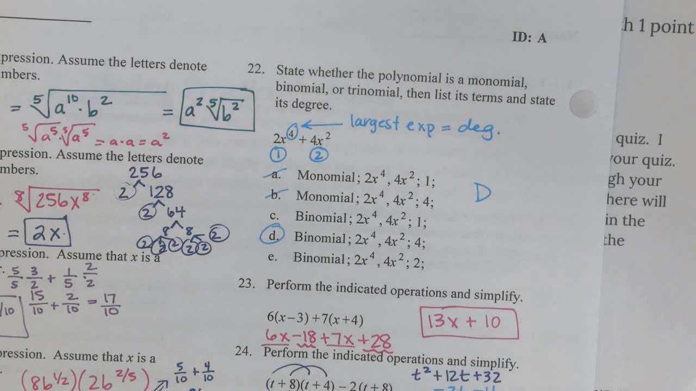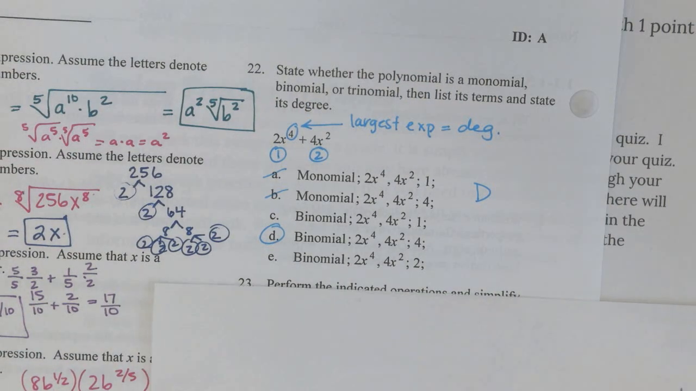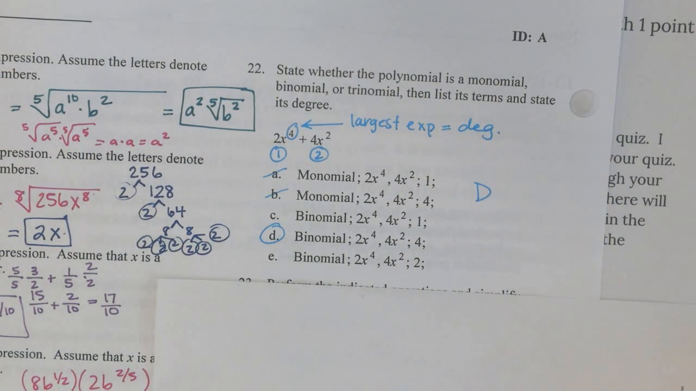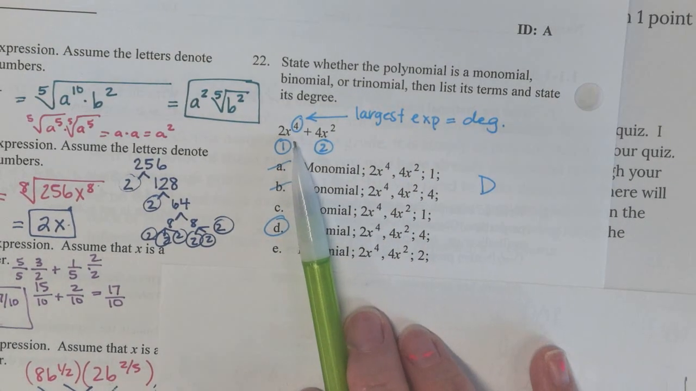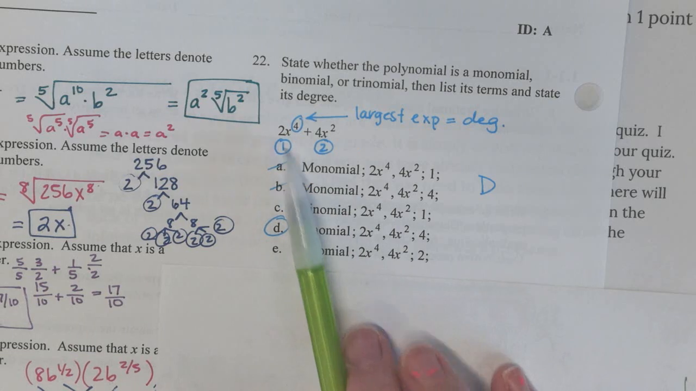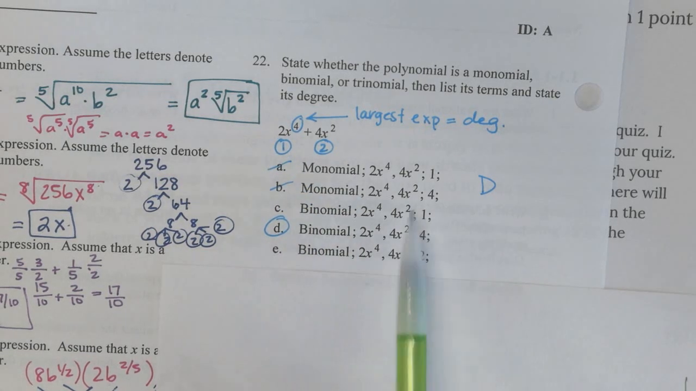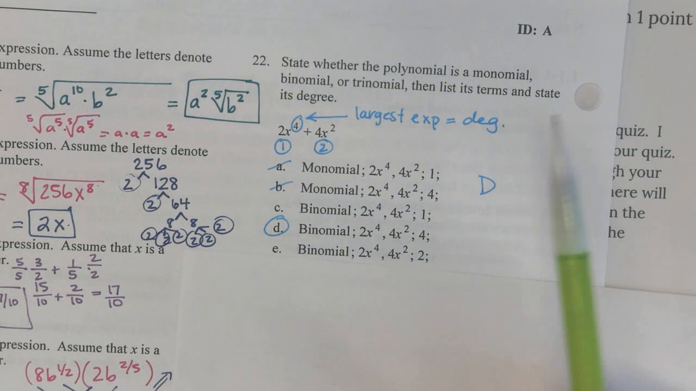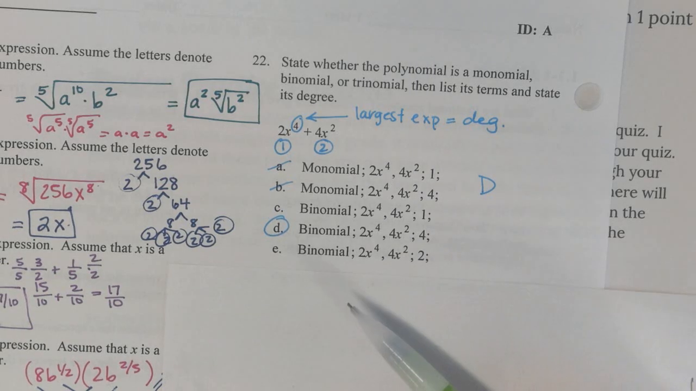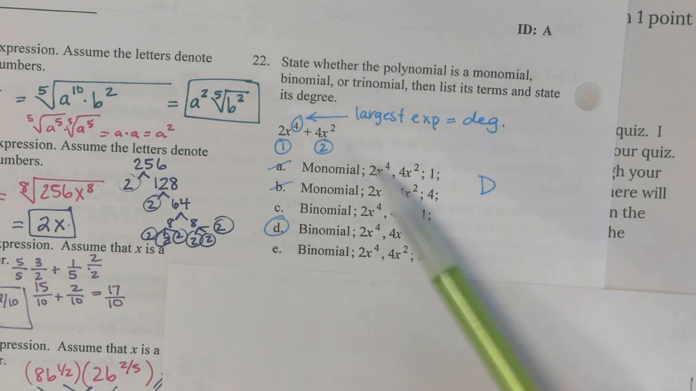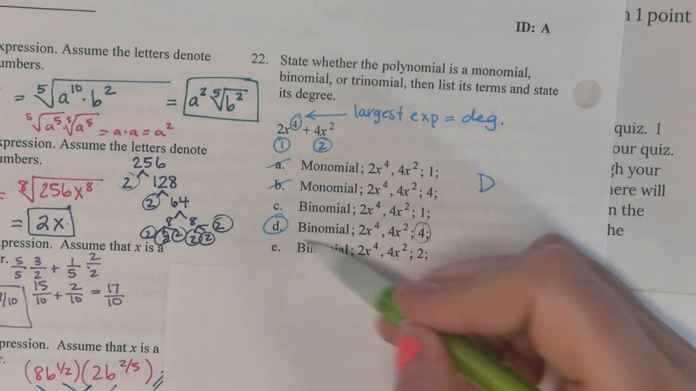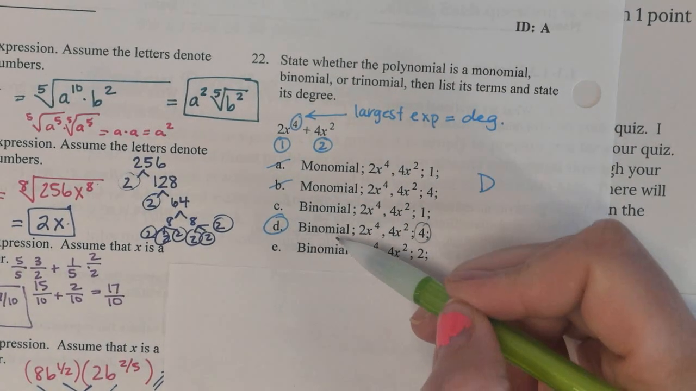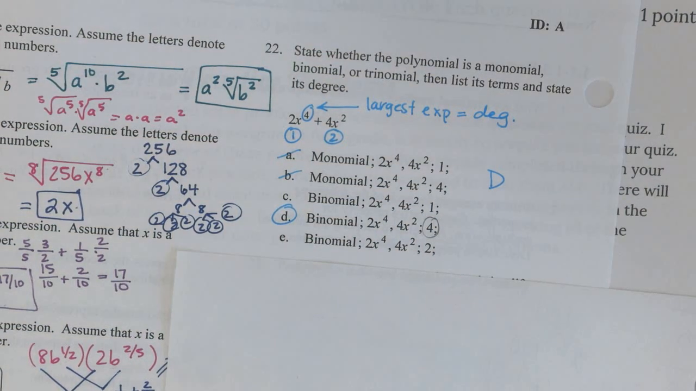Okay, and then for 22, state whether the polynomial is a monomial, binomial, trinomial, then list its terms, state the degree. So the degree is based on the largest exponent, which is 4. Okay, and then it's a binomial because there's 1, 2 terms. So it can't be the monomials. Okay, and then it says list its terms and then state its degree. So degree is 4. Binomial, those are the 2 terms. That's really all you need for this.